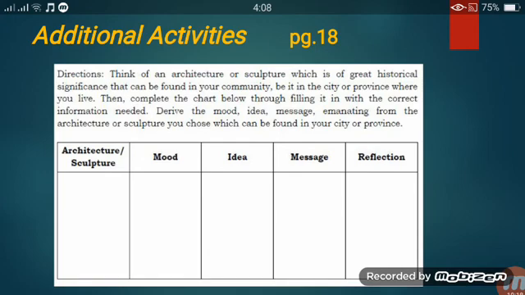And the additional activities, page 18. Direction. Think of an architecture or sculpture of great historical significance that can be found in your community, be it in the city or province where you live. Then, complete the chart below by filling it in with the correct information needed. Derive the mood, idea, message emanating from the architecture or sculpture you chose, which can be found in your city or province.